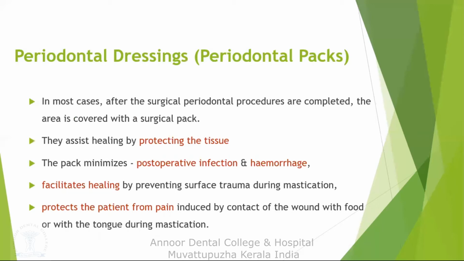So periodontal dressings, most of you know which are the periodontal dressings we use commonly. In most cases, after the surgical periodontal procedures are completed, the area is covered with a surgical pack. These packs assist in healing by protecting the tissue. Mostly for grafting procedures, when we are attempting regenerative procedures, we make sure that the donor site and the recipient site, mostly the recipient site, is covered with a periodontal pack so that the tissue is protected.